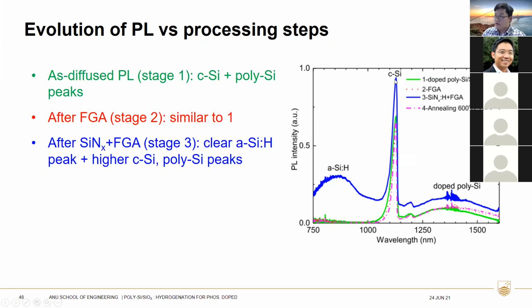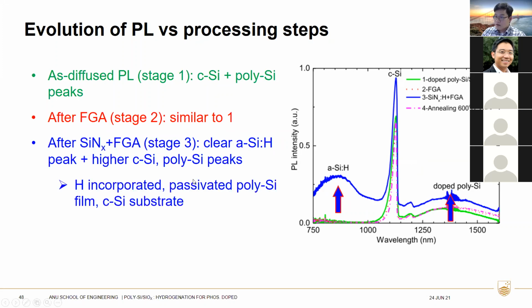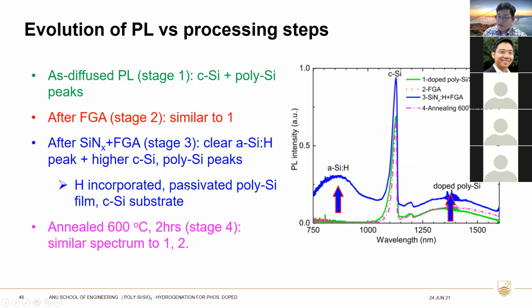And also the peaks of the crystalline silicon and the doped polysilicon increase, which indicates the crystalline silicon substrate and the doped polysilicon films are now passivated. So there is a higher peak intensity here. It indicates hydrogen is incorporated to passivate the polysilicon film and crystalline silicon substrate. After the dehydrogenation step, stage 4 here, where we anneal the sample at 600 degrees for 2 hours, we see the spectrum is similar to stage 1 and stage 2, which indicates there's no hydrogen inside the films.